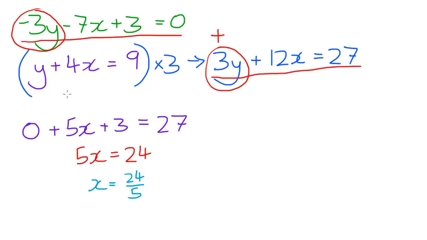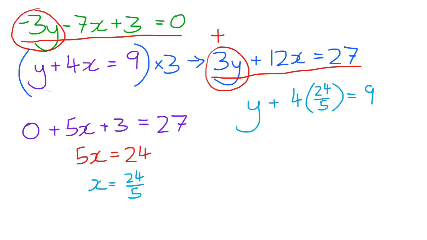So then we can put that into our second equation. It looks like it's going to be easier than timesing it by minus 7. So let's times that by 4. So we're going to get y plus 4 times 24 over 5 is going to be equal to 9. So let's do that. What is 4 times 24? That is going to be 96, I think.